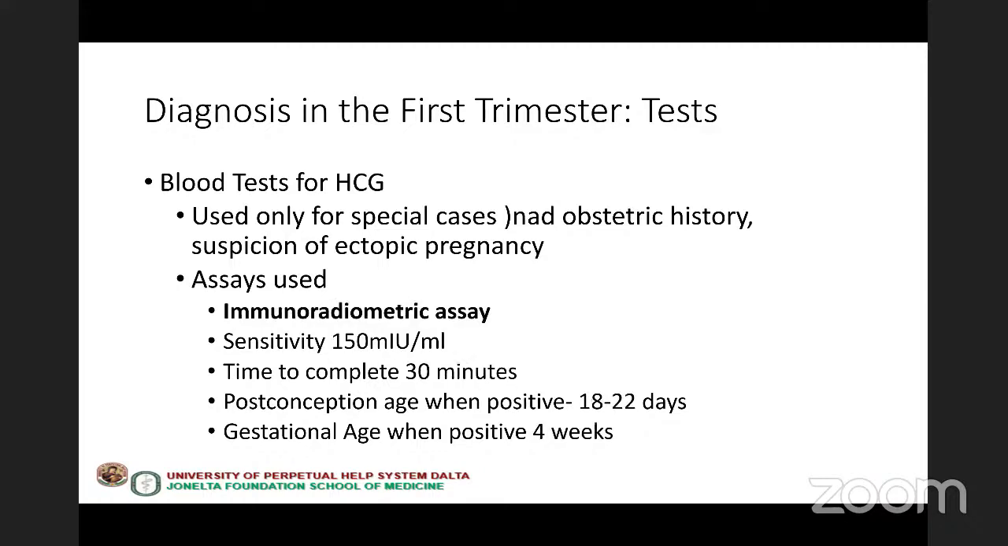Okay. For your immunoradiometric assay, you have a higher sensitivity at 150, can be completed in 30 minutes. Positive post-conception at 18 to 20 days, and positive at 4 weeks. Your ELISA would be more sensitive and it takes faster, 2 minutes. Positive at 25 to 28 days and at 5 weeks. And your fluoroimmunoassay, 25 sensitivity, time to complete 80 minutes, but can be detected earlier at 3.5 weeks.